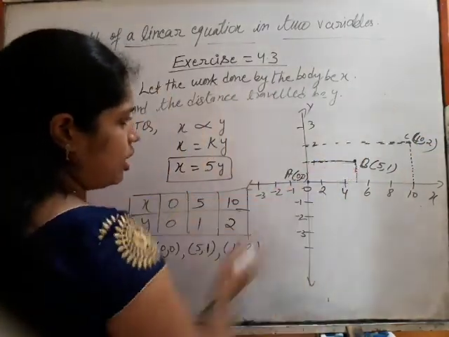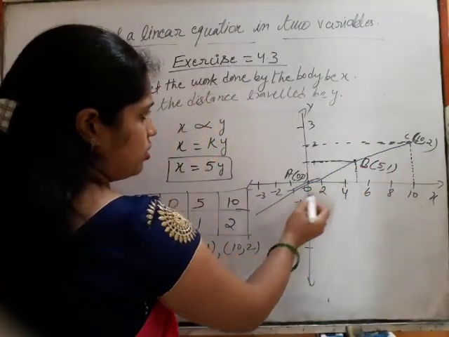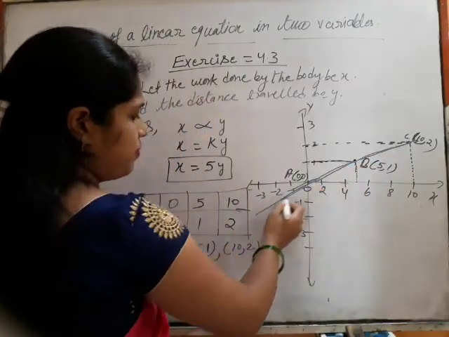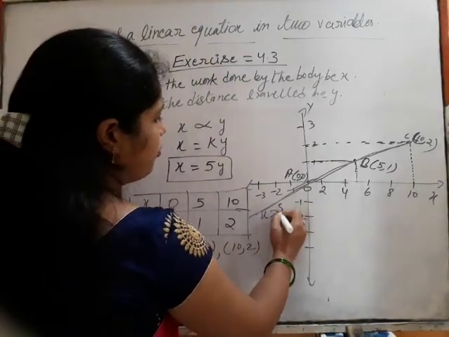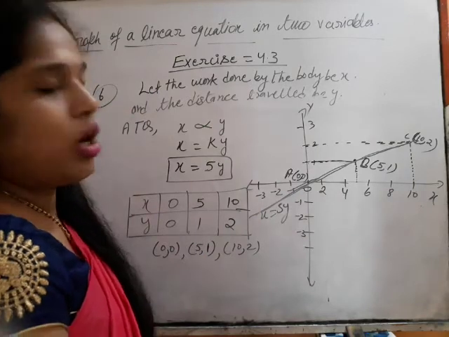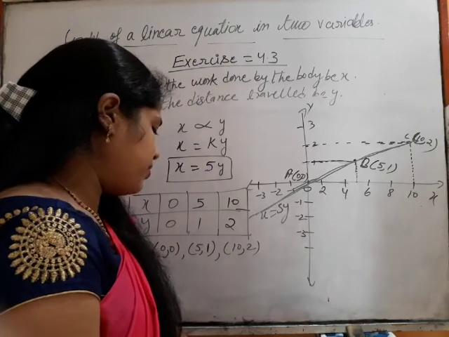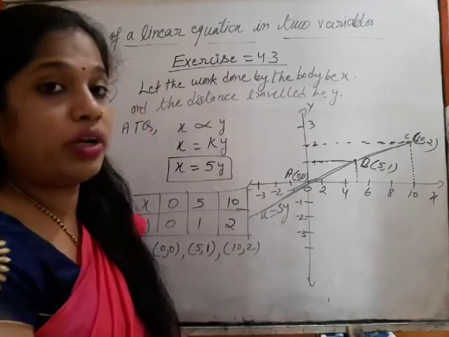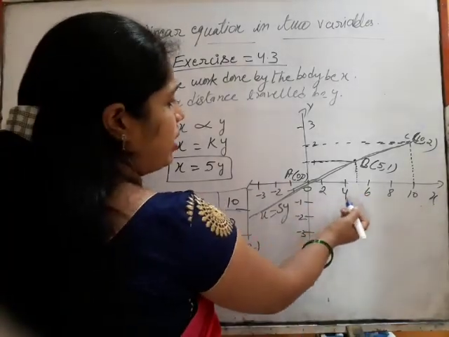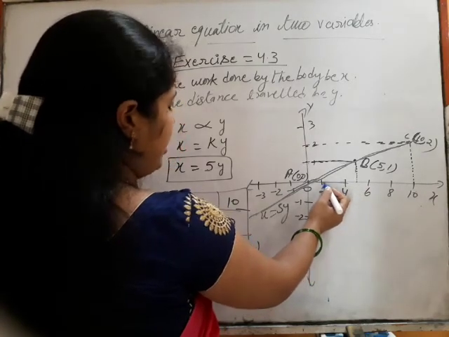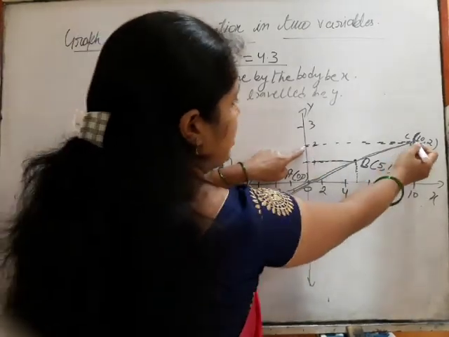So now let us join all these 3 points. This is very important. Roughly I have drawn here. So this line represents the equation x equals 5y. Okay. So now let us answer the questions. From the graph, the work done when the distance travelled by the body is 2 units. The distance travelled by the body is 2 units, the work done is 10. Here the distance travelled is 2 units, so the work done is 10 from here.